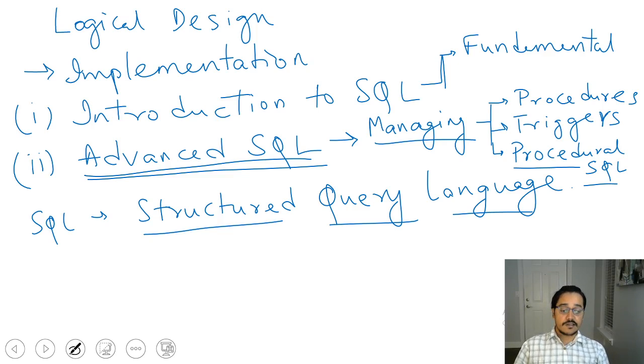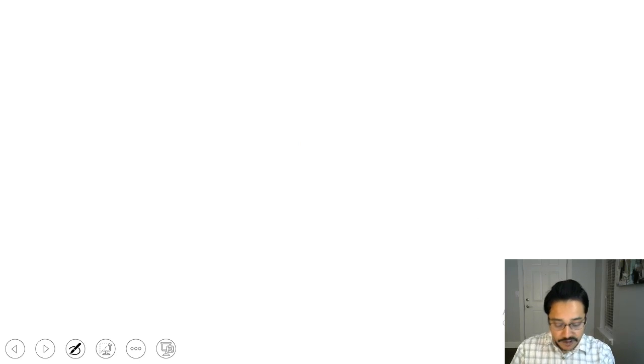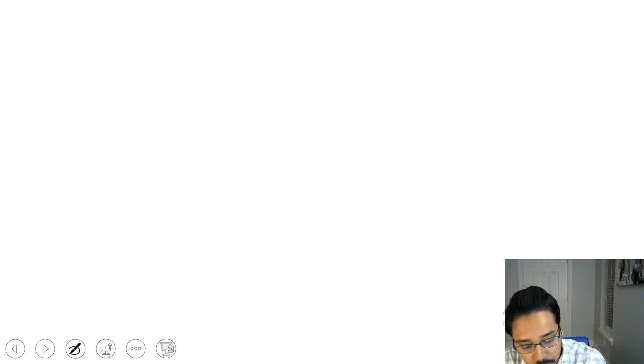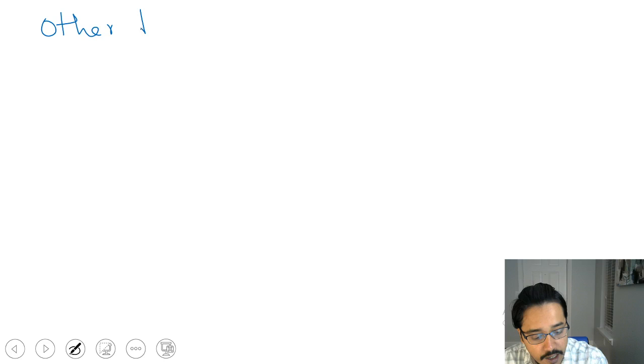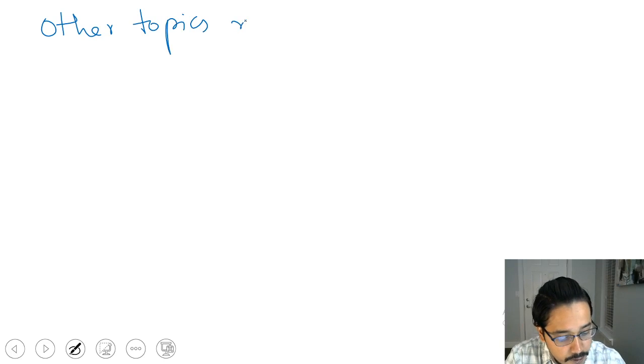So these 2 chapters are going to cover how to implement your databases and then how to manage them. And then finally, with respect to management, we will call it other topics relevant to DB management.